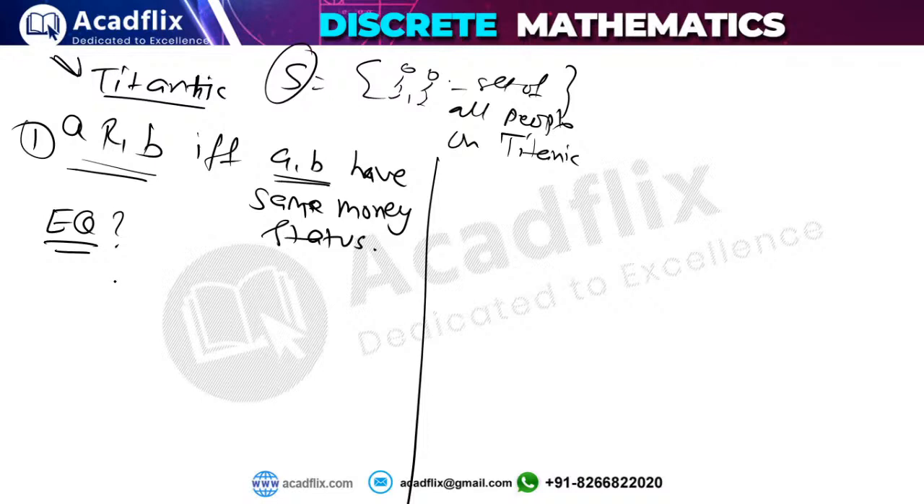Okay, let's come back to our question. So this is reflexive, this is an equivalence relation. Yes, why? First of all, this is reflexive, because if you have (a, a), then of course a has the same money status as a. Both are the same person. Of course, I have the same money status as myself. So you can see this is reflexive.